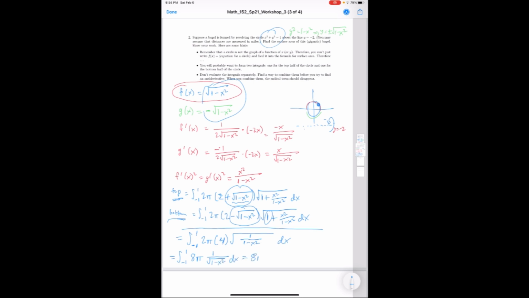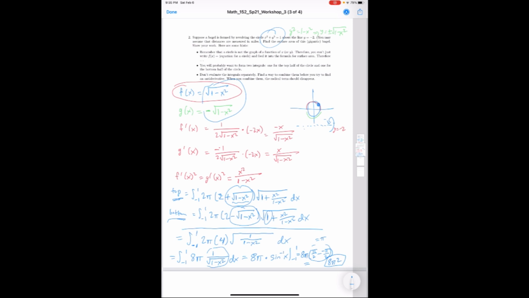That's going to be 8 pi times, anyone recall what the antiderivative of that function is? That's arc sine of x going from negative 1 to 1. So that gives us 8 pi times pi over 2 minus negative pi over 2. This, of course, just equals pi, so the answer is 8 pi squared. That's the surface area of a bagel.